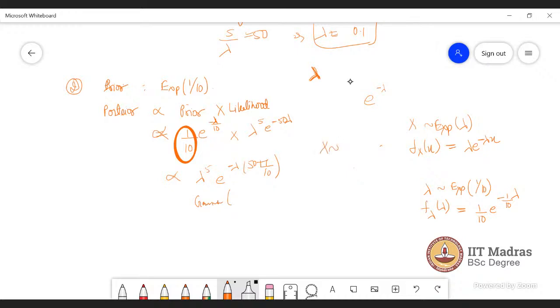So if you have a gamma distribution with the parameter a, b, its distribution function is given by x to the power a minus 1 e to the power minus bx. So it is going to be here 6 comma 50.1. So the posterior is proportional to gamma 6 comma 50.1. And if you have to find the posterior mean, you can just do 6 upon 50.1, because the mean of the gamma distribution is given by a upon b.